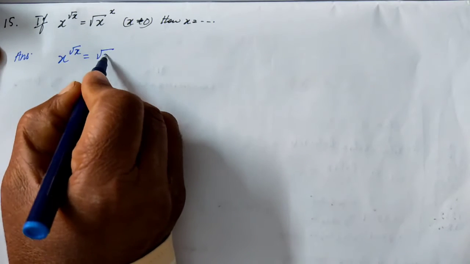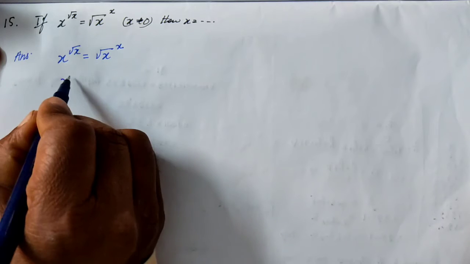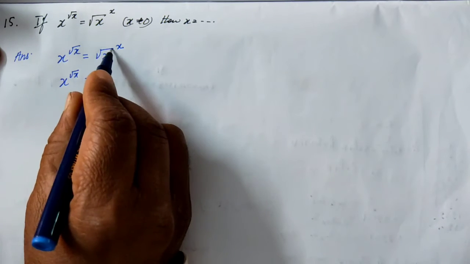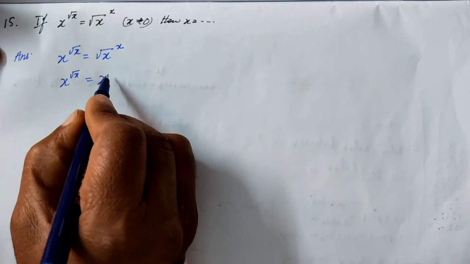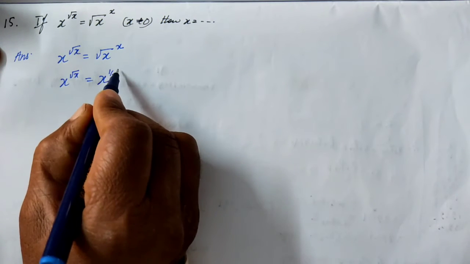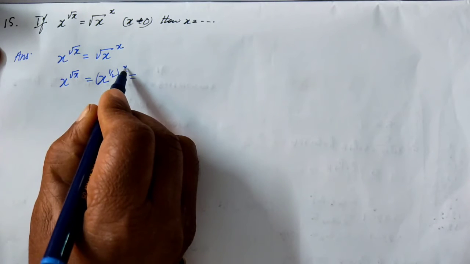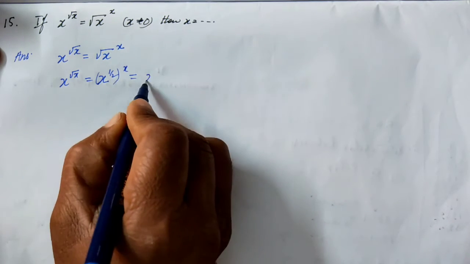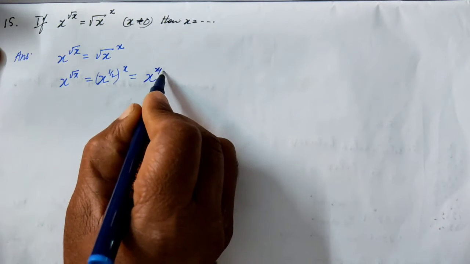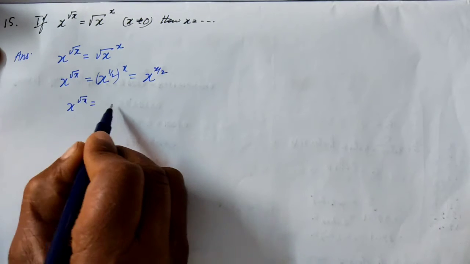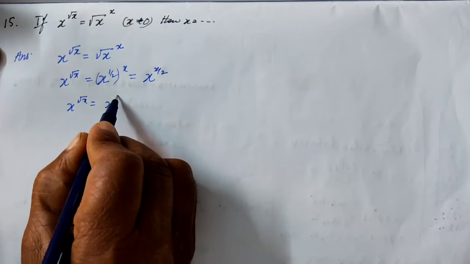So x to the power of root x is equal to root x to the power of x. This root x can be written as x to the power of 1 by 2, so x to the power of 1 by 2 whole to the power of x is equal to x to the power of x by 2. So x to the power of root x is equal to x to the power of x by 2.